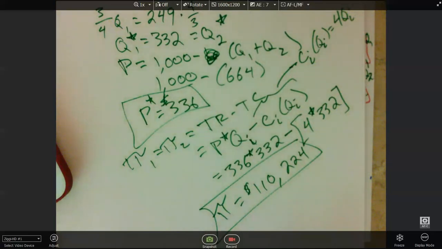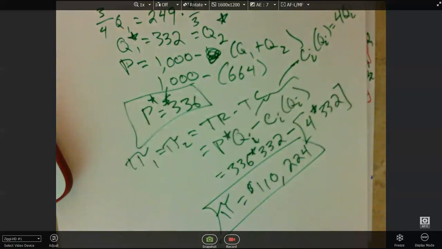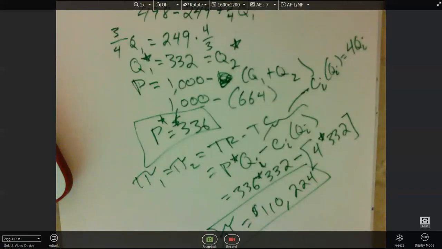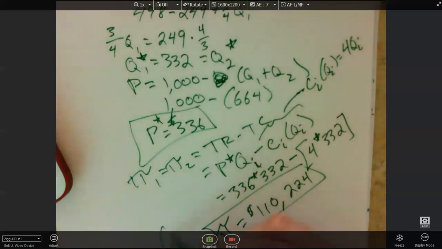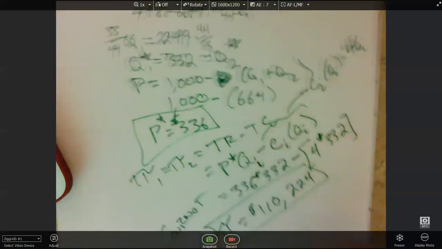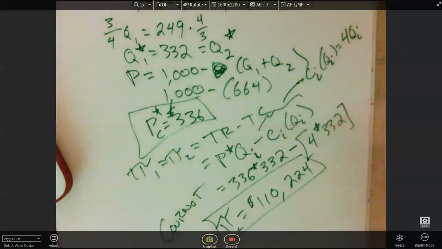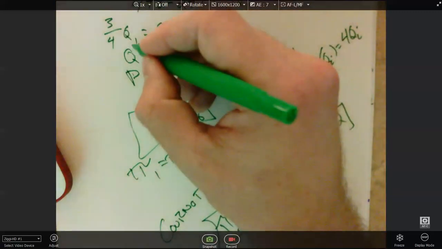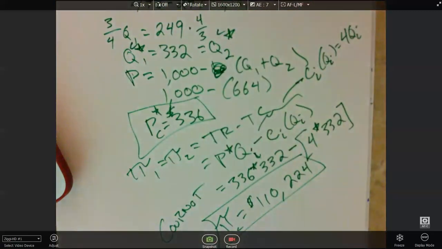Okay, so now let's talk about the Stackelberg, right? We're trying to compare all these models. The Cournot was the first one that we learned. So we might want to label it profit star C, Q1 star C or something, just to remind ourselves that's the Cournot.